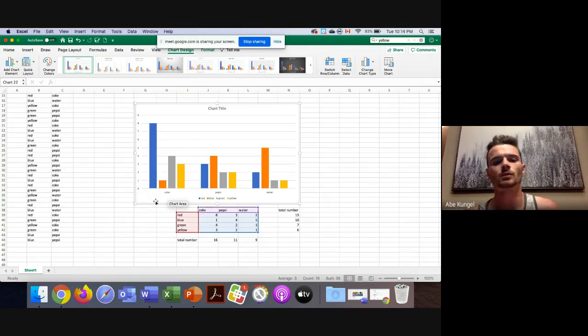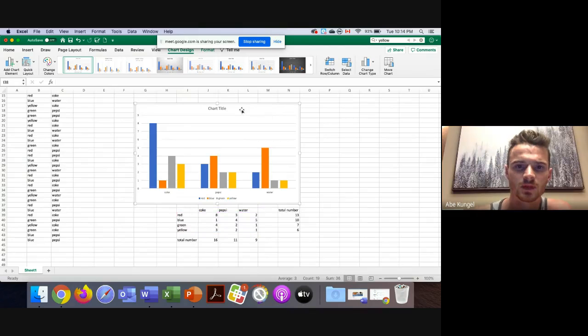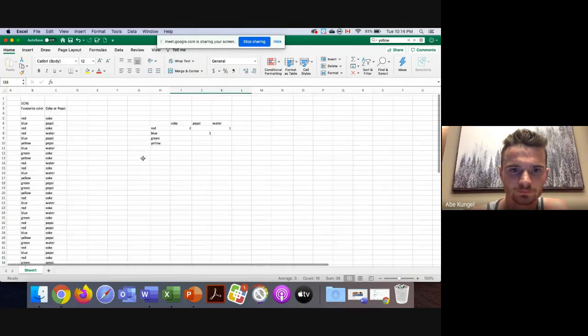Okay, so that's how you can create a graph. This is a really helpful way to display your data. Let's talk now about how we might misrepresent this data. So I'm going to get rid of that chart there.